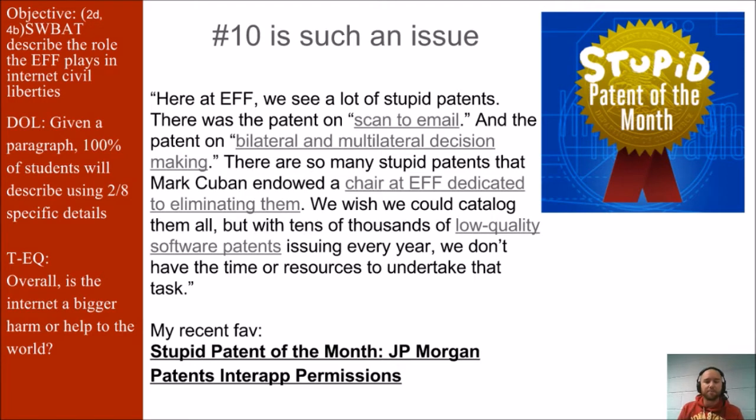We wish we could catalog them all, but with tens of thousands of low-quality software patents issuing every year, we don't have the time or resources to undertake that task. And again, this is from the EFF.